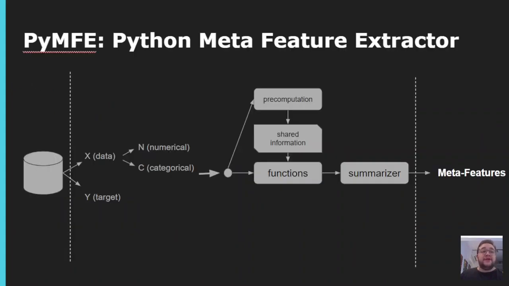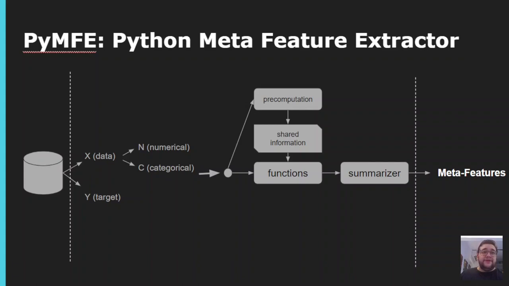So now let's talk about the Python version. We call it PyMFE. The figure here shows how the PyMFE workflow was designed. Firstly, you must send your dataset as a feature matrix X and an optional target vector Y. I said optional because PyMFE can extract meta-features for supervised and unsupervised tasks.